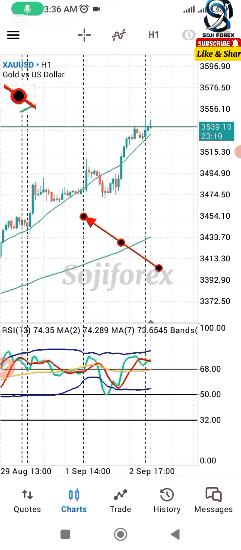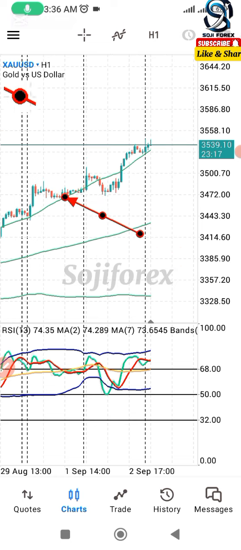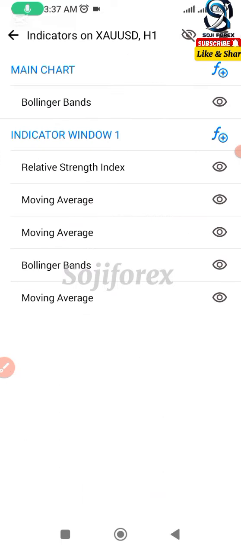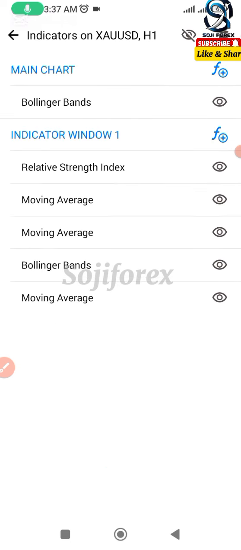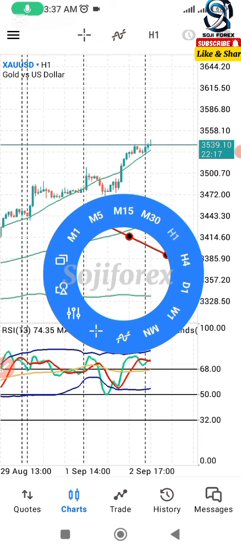Looking at my chart, the green line you are seeing is the Bollinger Band: the upper Bollinger Band, the middle Bollinger Band, and the lower Bollinger Band. This is a special setting of the Bollinger Band. The period is 130 and the deviation is 2.0. Here is the setting: the period is 130, deviation is 2.0, the shift is 0, and you apply it to close. If you've done that, this is how your Bollinger Band will look.